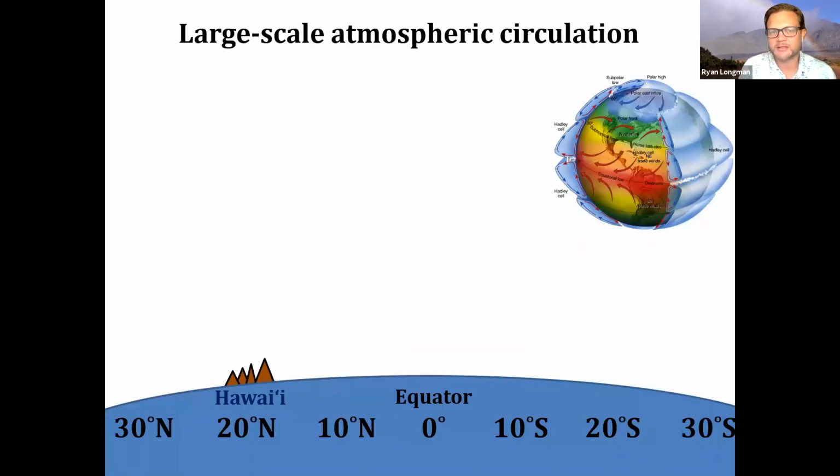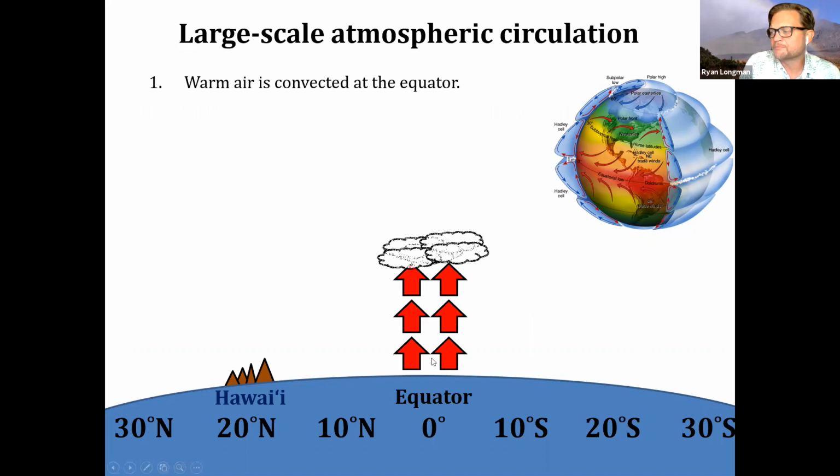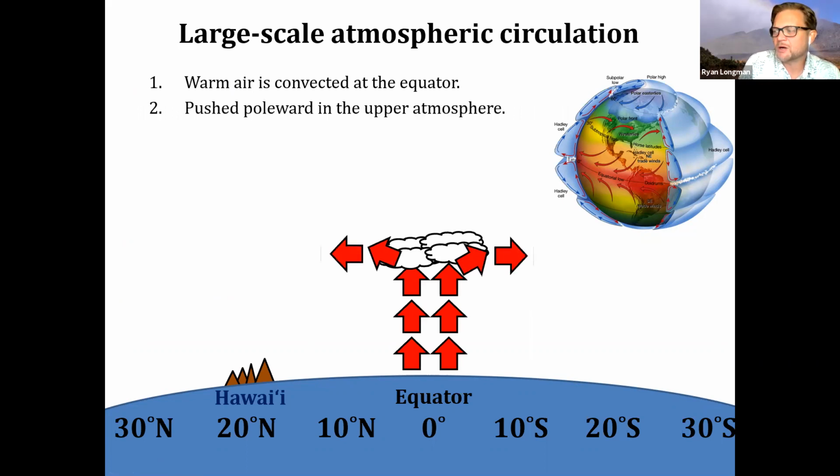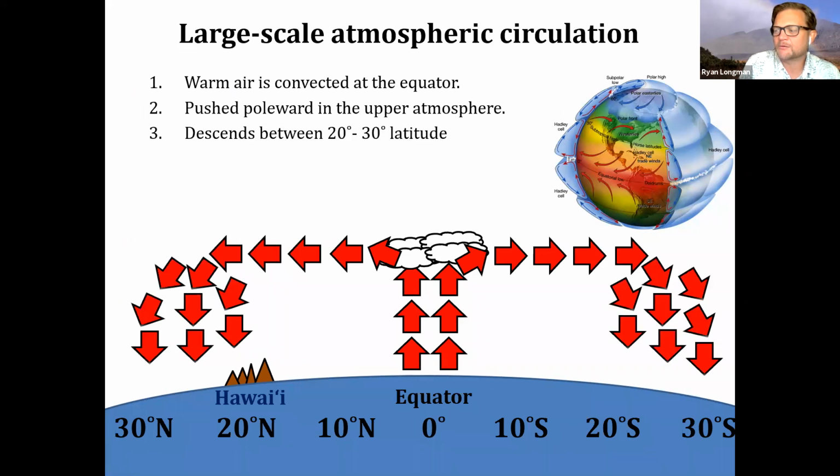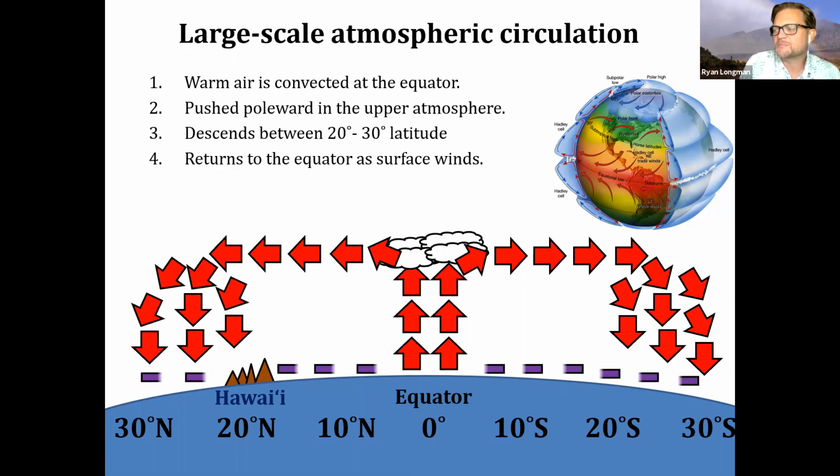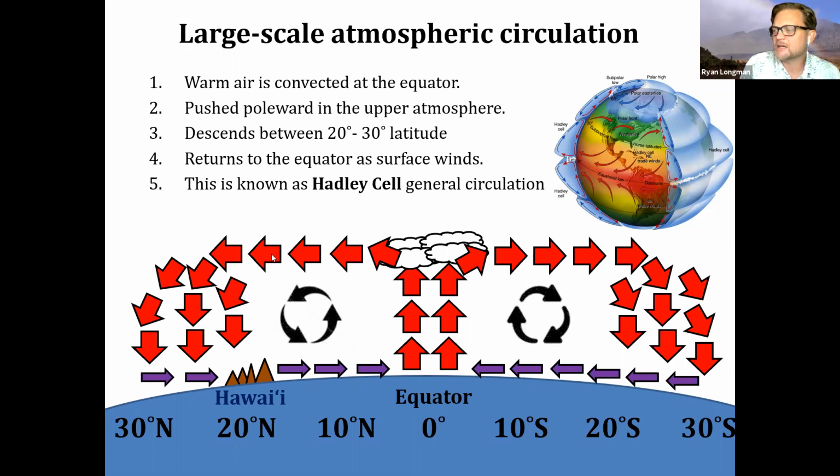It starts with looking at large-scale atmospheric circulation. At the equator, temperature is warm, air rises, gets to a point where the air condenses and forms clouds. We have this band of clouds that wraps around the globe. We call this the intertropical convergence zone. Eventually the air gets pushed poleward, and then it descends back down between 20 and 30 degrees. At this point, it returns to the equator via surface winds. We know these as our trade winds. This is a circulation effect, and we call this Hadley cell circulation.